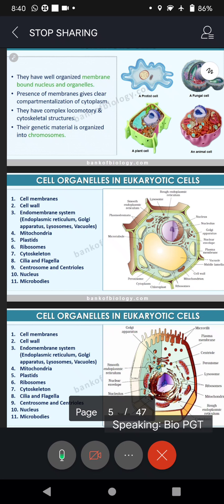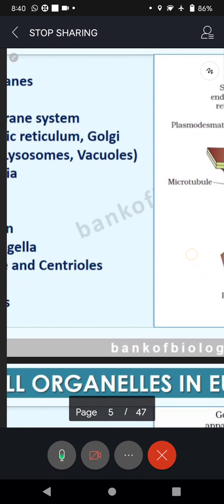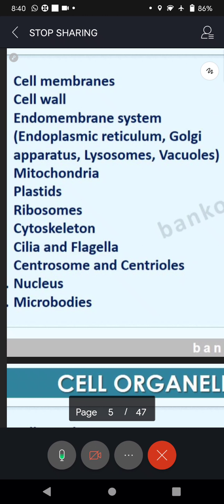Now we have seen various cell organelles in the prokaryotic cell. Let us see in the eukaryotic cell. What are all the cell organelles that will be present? As we list, look at that. These are the organelles that we will see easily. Outermost, we will see the cell wall if it is a plant cell. Whereas if we see any animal cell including ours, there won't be a cell wall.